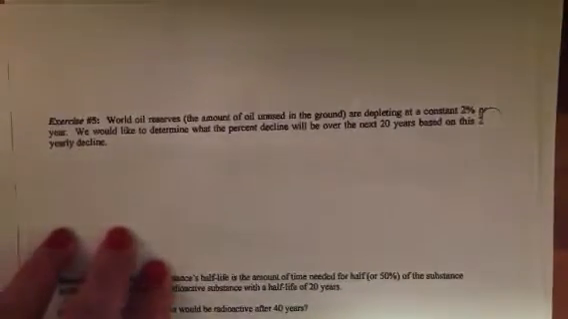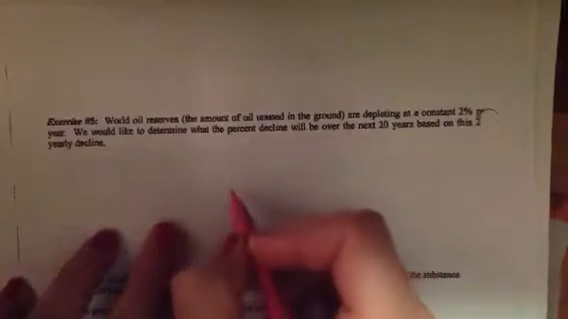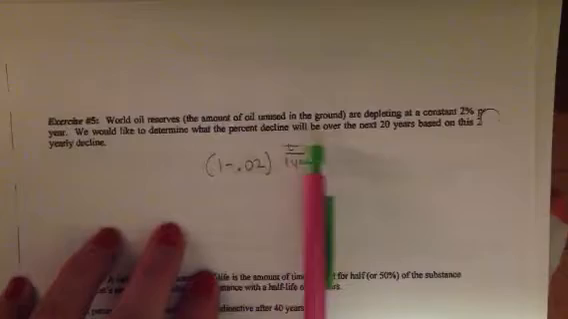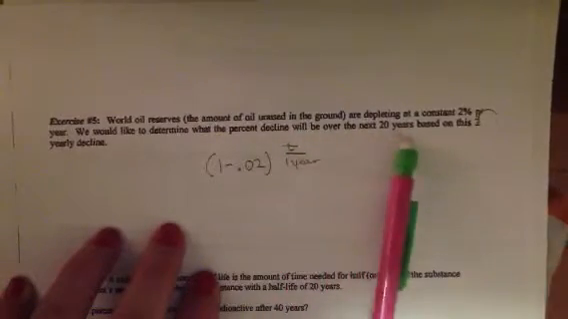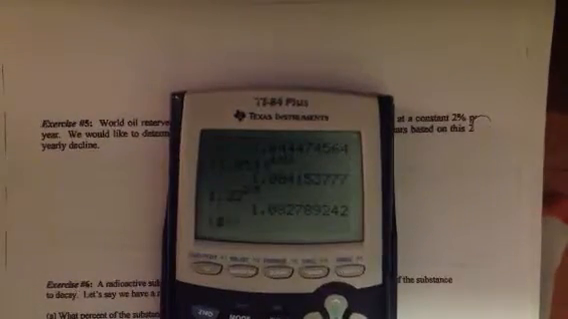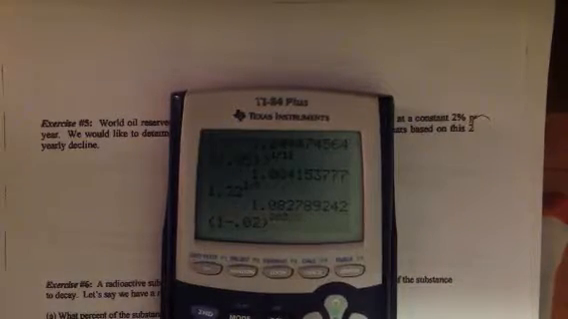Okay, world oil reserves are depleting at a constant 2% per year. So 1 minus 0.02, t over 1 year. We would like to determine what the percent decline will be over the next 20 years. Just plug in 20. So we're going to have 1 minus 0.02 raised to the 20 over 1 power.